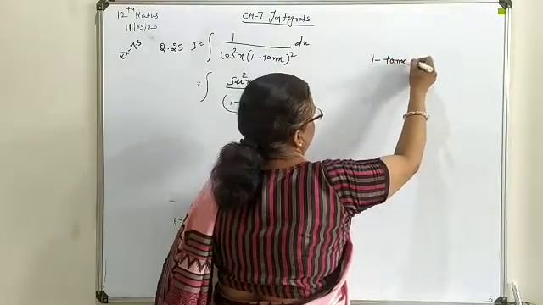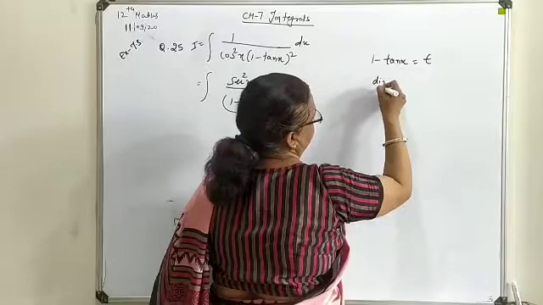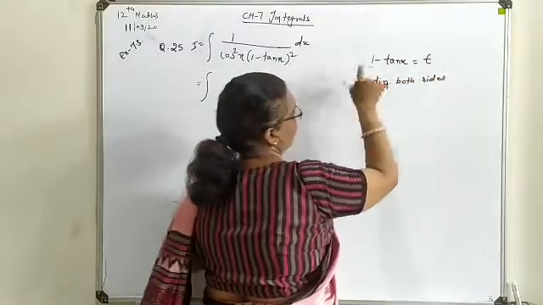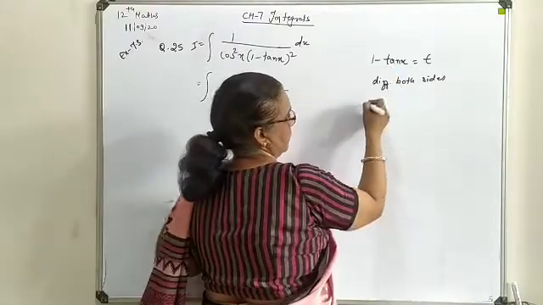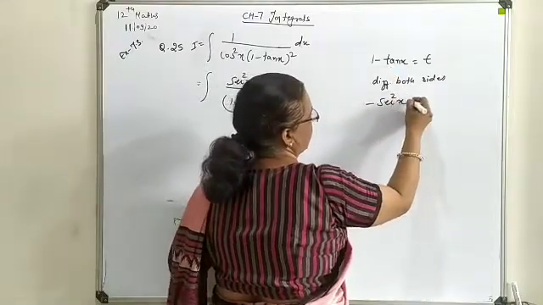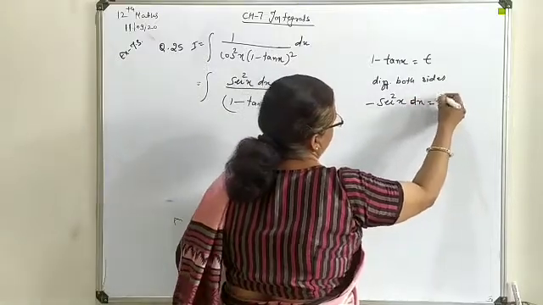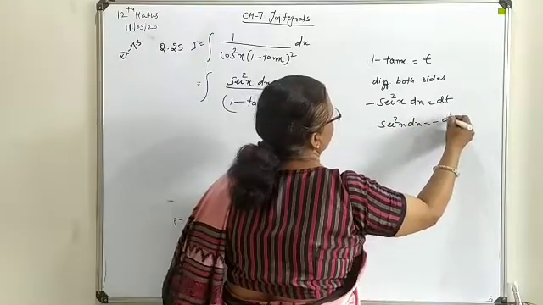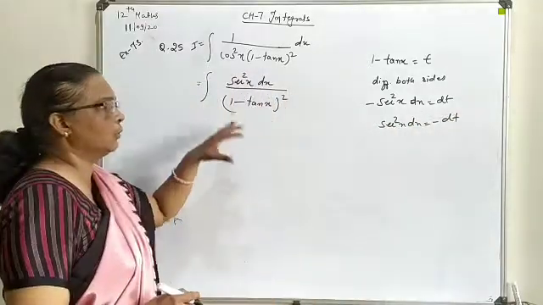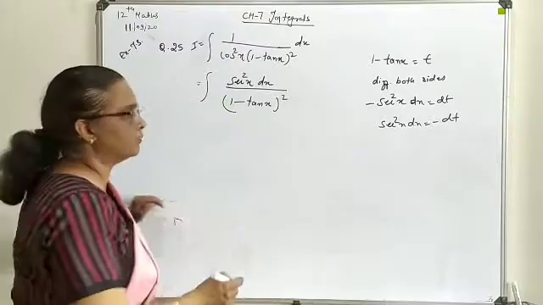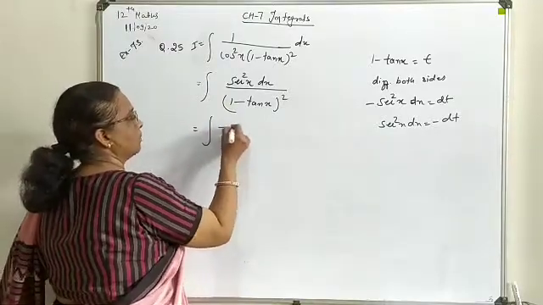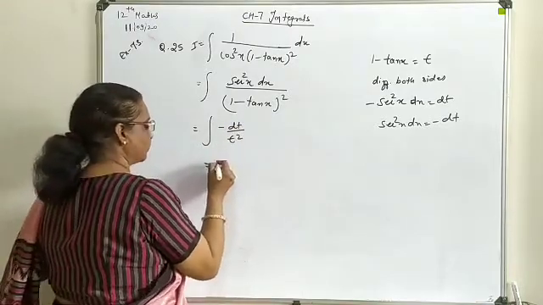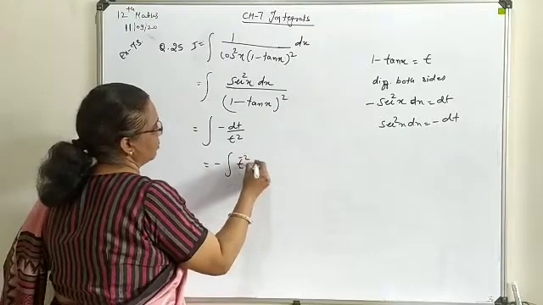So here 1 minus tan x we suppose as t, differentiate both sides. Differentiation of 1 is 0, differentiation of tan x is sec square. So this is minus sec square x dx equals dt. We are in need of sec square x dx, that is to be replaced by minus dt. Now the whole question we are going to turn in form of t. This is minus dt upon t square. So this will be minus t power minus 2 dt.